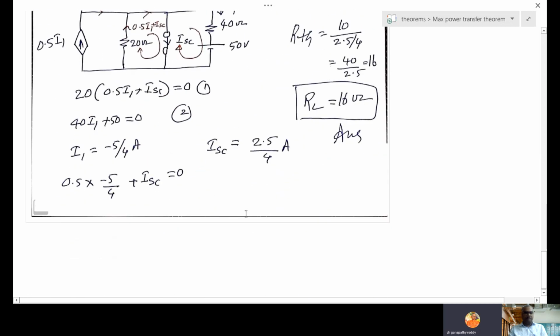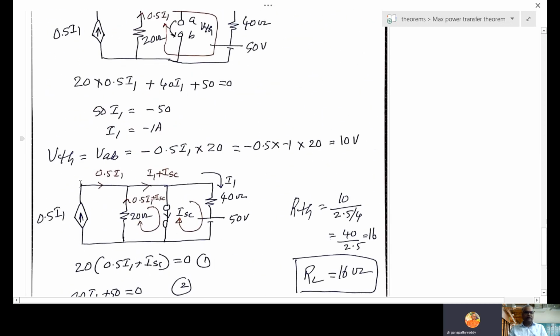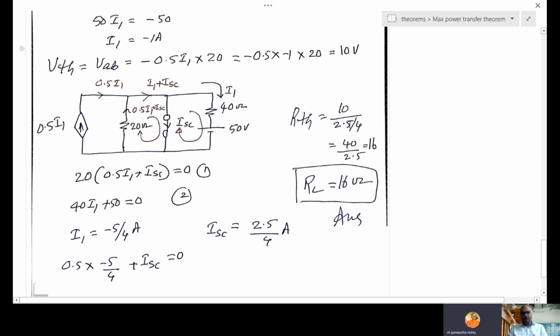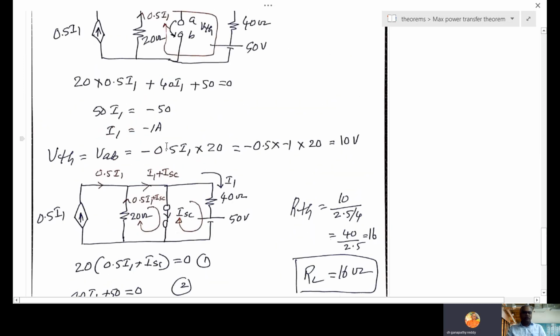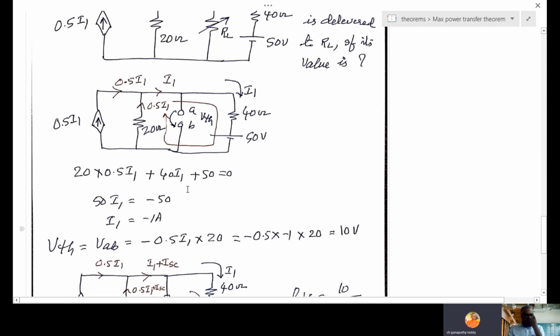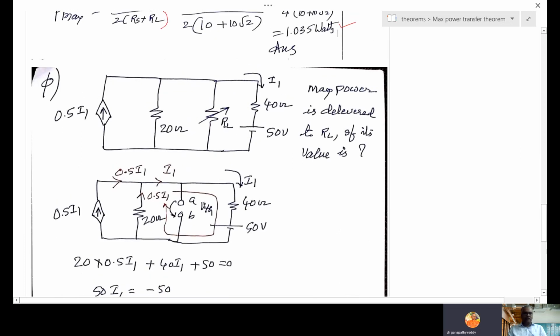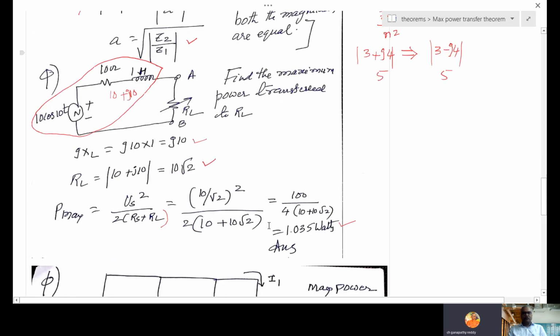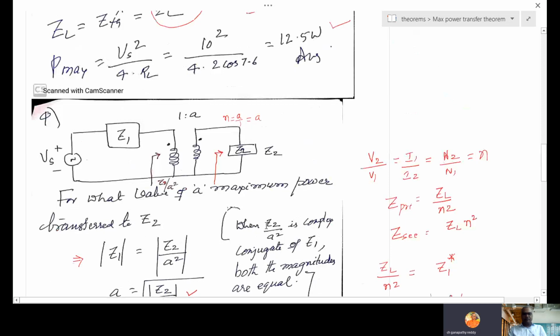So first, to obtain the Thevenin equivalent, V Thevenin is 10, then I Norton is 2.5 by 4. R Thevenin is V Thevenin by I Norton, 16 ohms. So when R Thevenin is 16, RL also should be 16. Just go through all the mesh equations, etc., to find the Thevenin. It's not a new concept, just another problem given for practice. So that's all. These are the different problems, and these are important. Any problem as per these conditions, you just solve it.